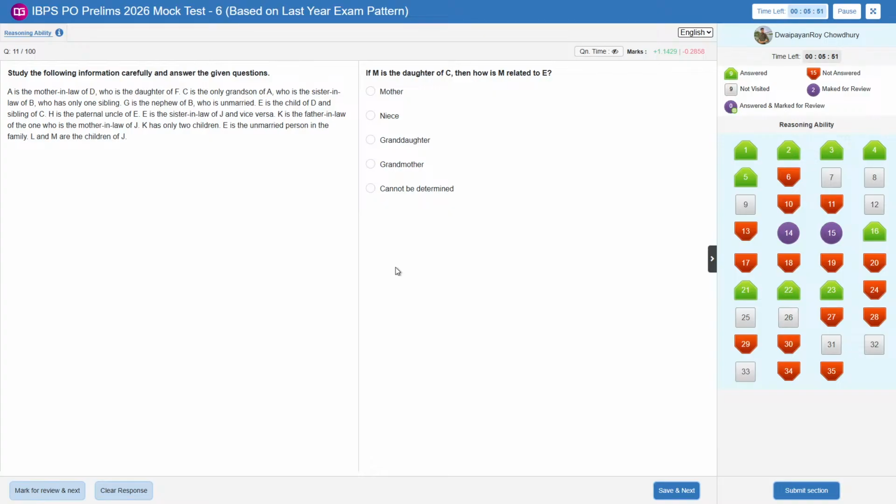B, who has only one sibling. G is nephew of B, who is unmarried. E is child of D and sibling of C. She is the only grandson, so granddaughter.